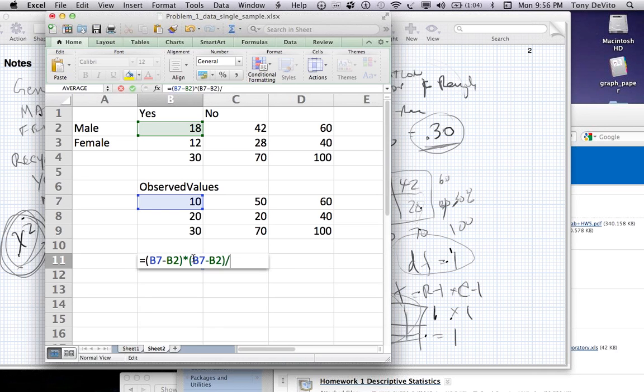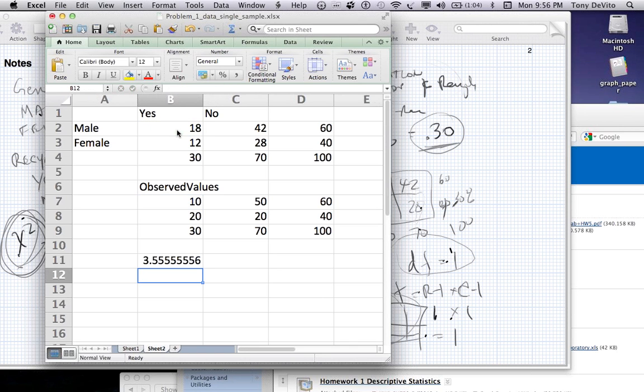And I'm going to divide it by my expected value, by 18. Okay, observed minus expected. Did I do that the right direction? Yes, I did. Okay, and I'm going to hit enter. So if I take observed 10 minus 8, excuse me, 10 minus 18 is negative 8, squared is plus 64, divided by my expected value, divided by 18. 64 divided by 18 is 3.55.